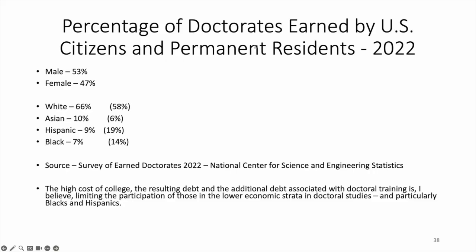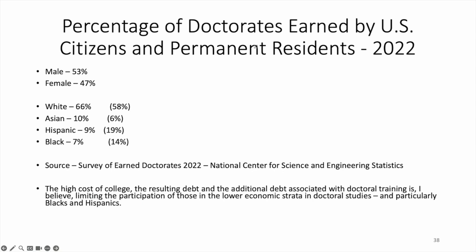And I want to comment on that because it's been a focus of a lot of my concerns in recent times. With all our efforts, Hispanics only represent 9% of our doctorates now, and 7% of our Blacks getting doctorates. This was in 2022, where I had good statistics. And that's part of the reason we have the low percentage of them on the faculty.